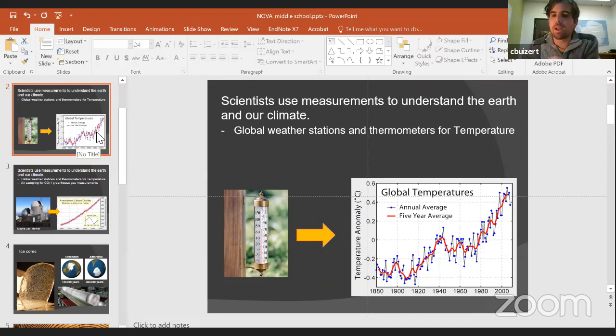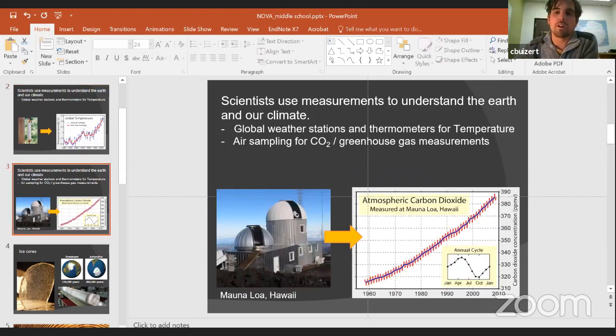So these are measurements of temperature. If scientists want to know what the temperature is, or if you at home want to know what the temperature is, we can just take a measurement with a thermometer and find out how warm it is. And this is the graph that I was showing that was cut off earlier. As you can see, from 1880 to today, the temperatures have been increasing on our planet. And this is called global warming. And we know this is happening because we have these measurements going back to the 1800s.